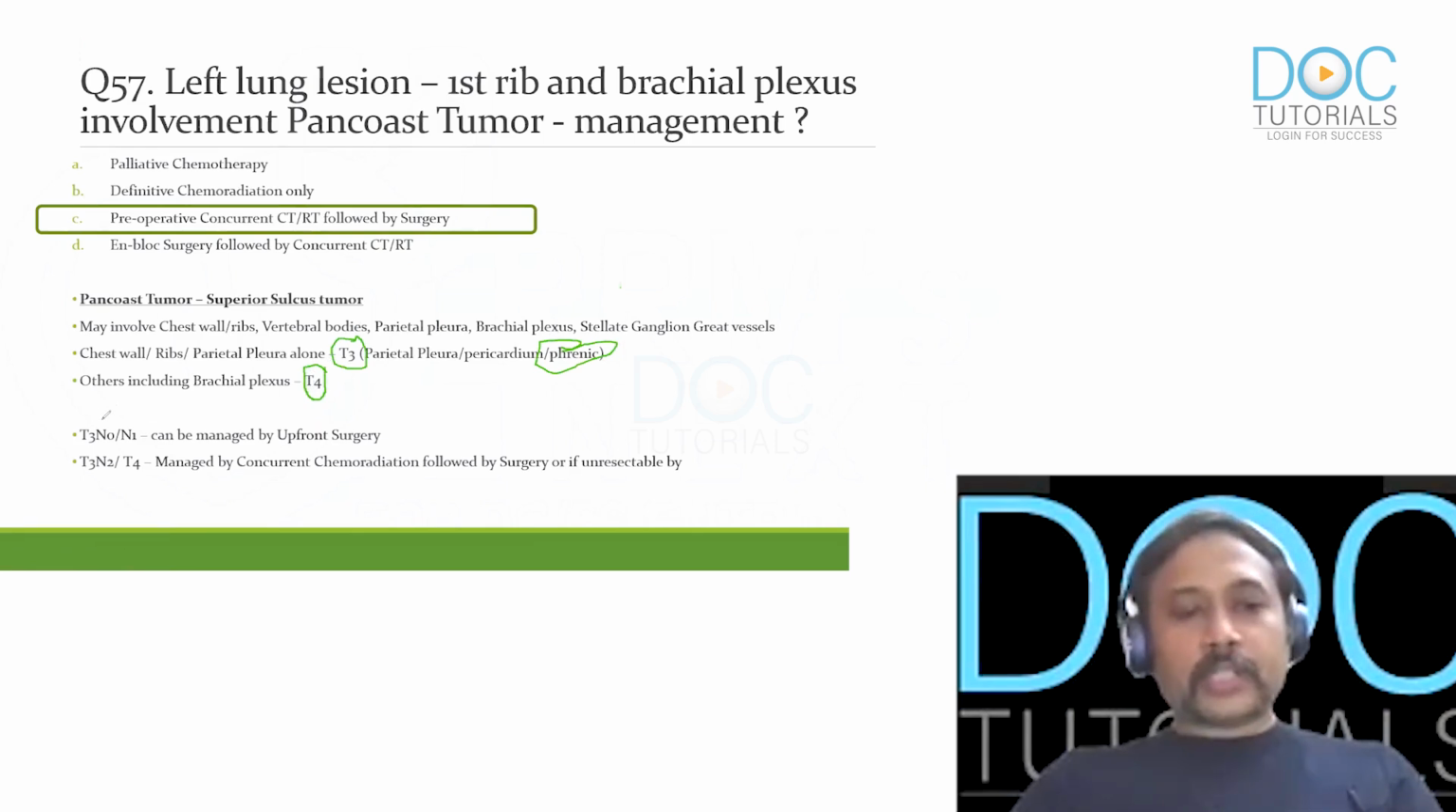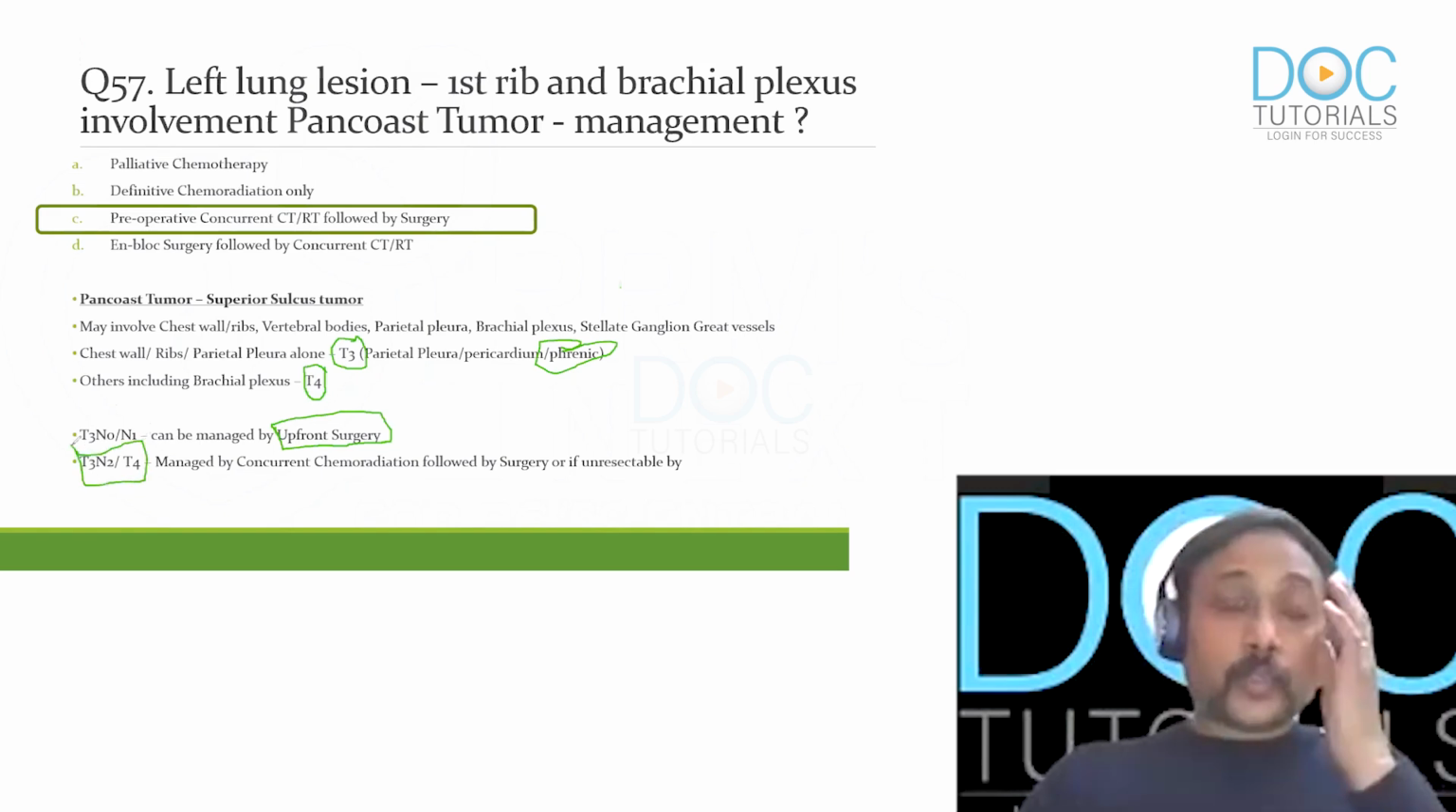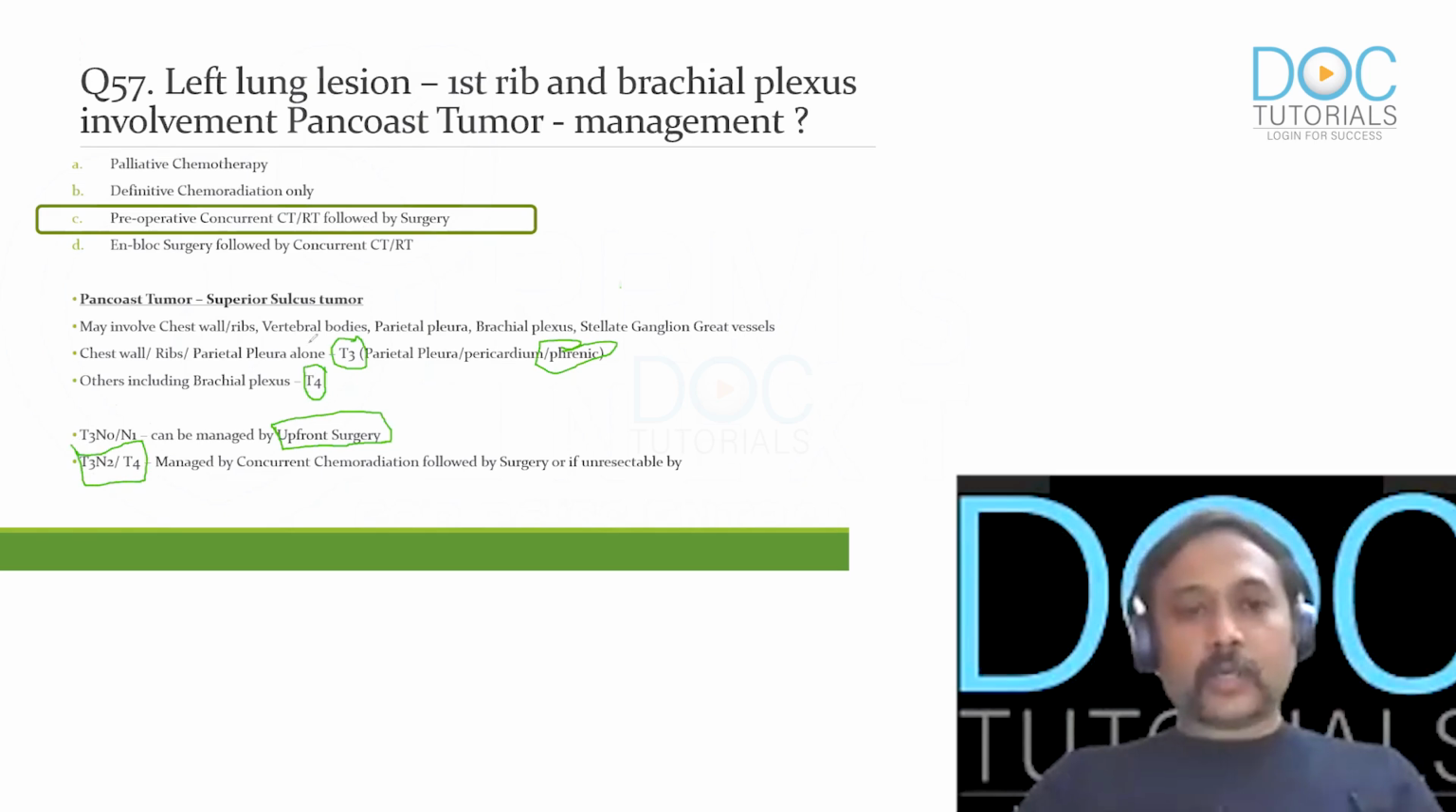So when you have T3 with N0 or N1, that is the scenario where you can manage it by an upfront surgery. Selectively, you can do upfront surgery when you have T3 with N0 or with N1 status. So what you mean by N1, N2 and N3 disease, that is something you have to know as far as lung cancers are concerned.